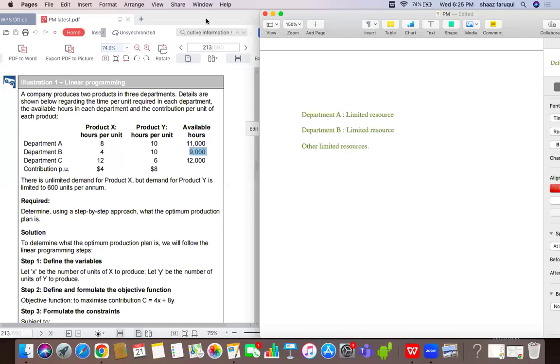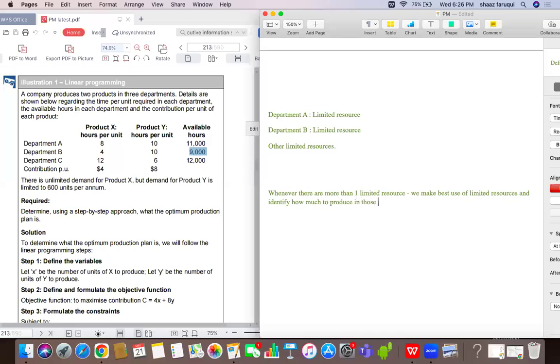Now, what we need to understand is that in simple terms, whenever there are more than one limited resource, we need to ensure that we are making the best use of our limited resources. You understand? That is what we're going to look at. We make best use of limited resources and identify how much to produce.